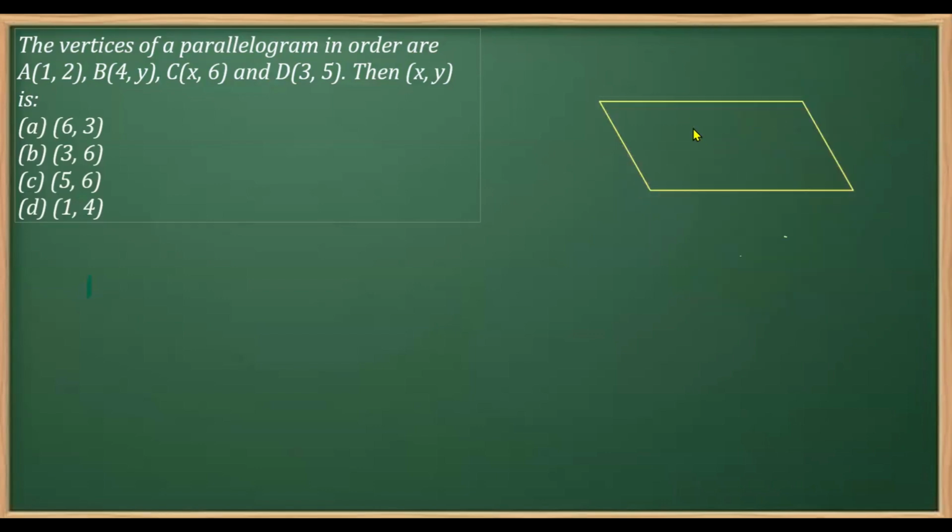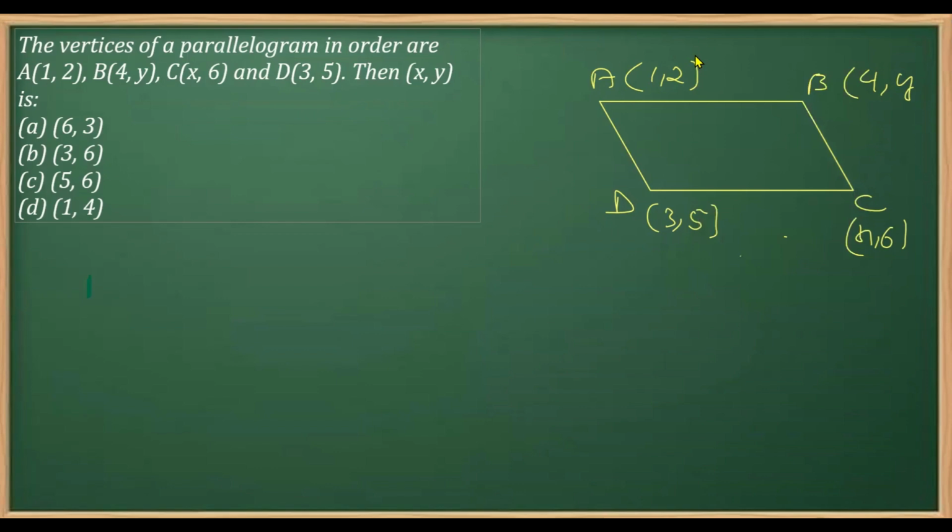Let's say I made a parallelogram and named it ABCD as per the question. You can see that the coordinate of A is given as (1, 2). The coordinate of B is given as (4, y). For C, it is given as (x, 6). And for D, it is (3, 5).